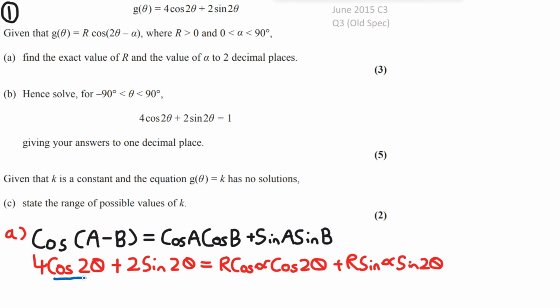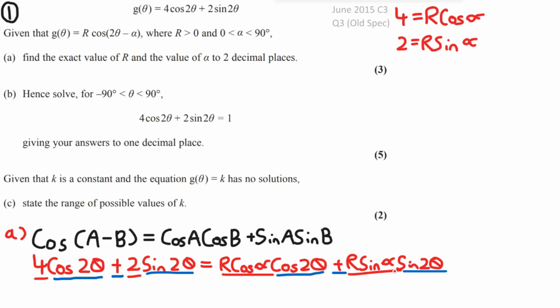And then hopefully you can see the cos 2 theta and the sin 2 theta terms match on both sides. And therefore you can see that we have 4 is r cos alpha, and 2 is r sin alpha, like this here. Okay, so we can figure out the identities of r and alpha.